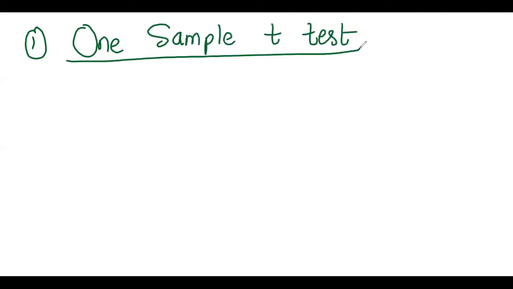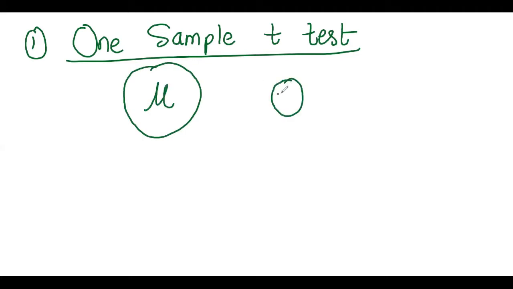So what is one sample t-test? In one sample t-test, we are comparing the population mean, which is represented by mu, and the sample mean, which is represented by x bar. So the null hypothesis of one sample t-test is that the population mean is equal to the sample mean. Okay, so how do we do this?